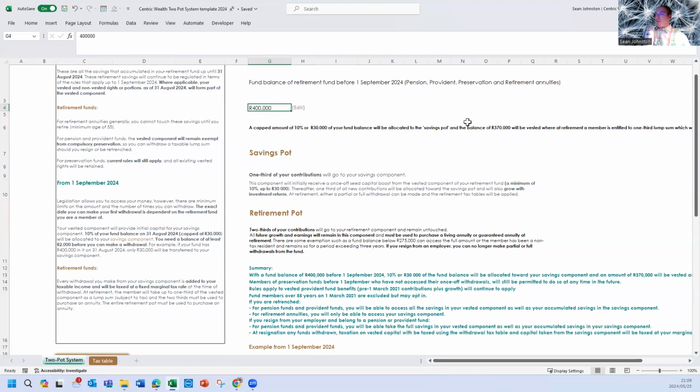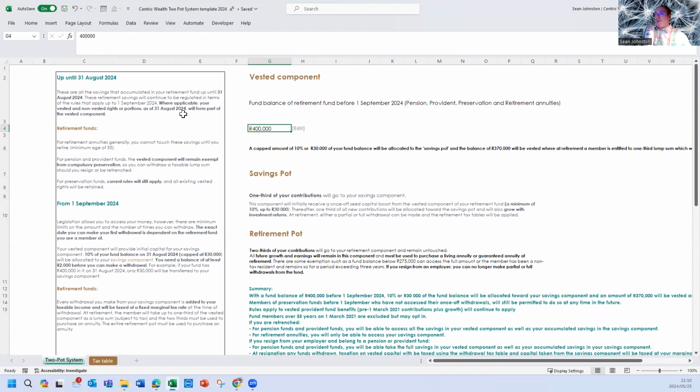So the 30,000 will be carried into the savings pot, and then anything you make into the retirement savings will be split between 1/3 and 2/3. Thereafter, 1/3 of all new contributions will be allocated towards the savings pot, and this will also grow with interest and investment returns. So at retirement, either a full or partial withdrawal can be made, and the retirement tax tables will be applied. So before retirement, if you access money from your savings, you're taxed at your marginal rate. After retirement, you can take a partial or full withdrawal, and that'll be taxed using the retirement tax tables.